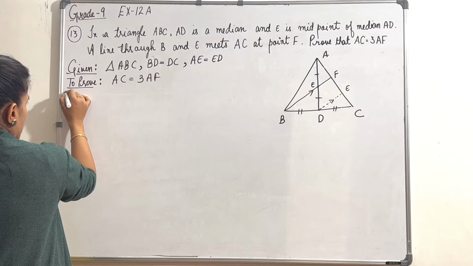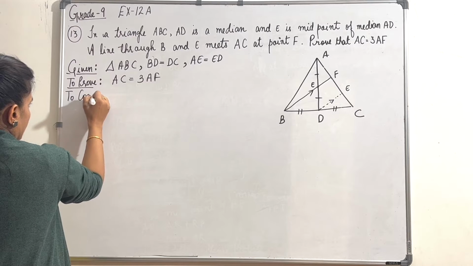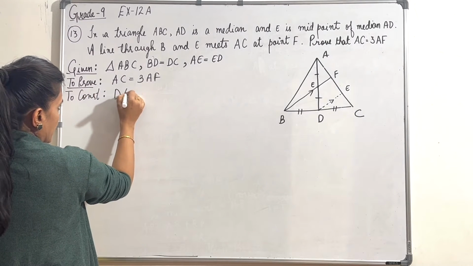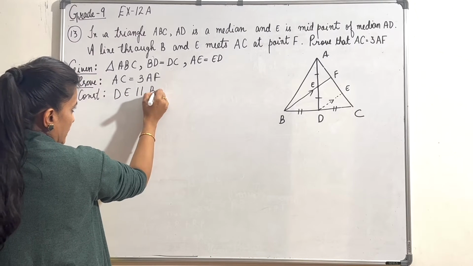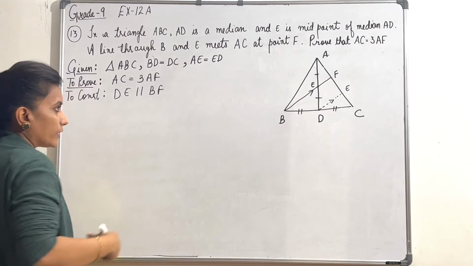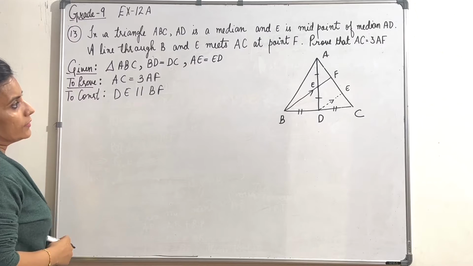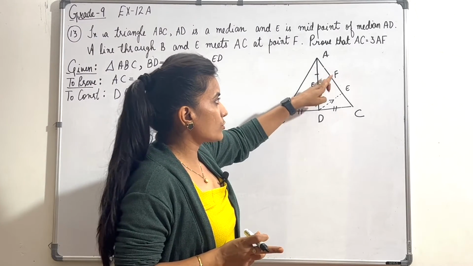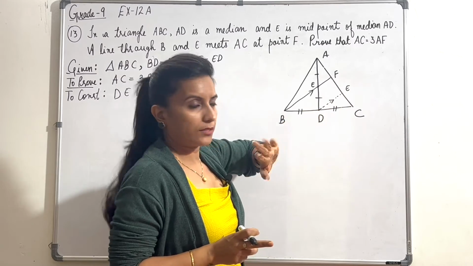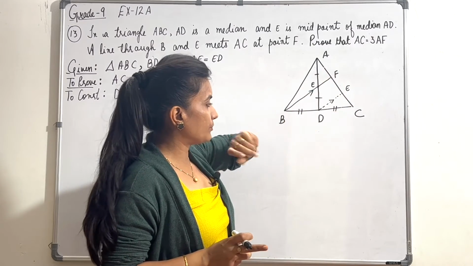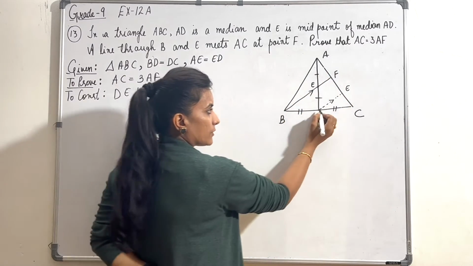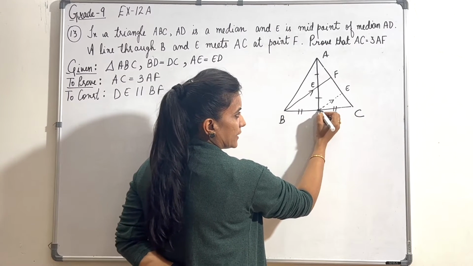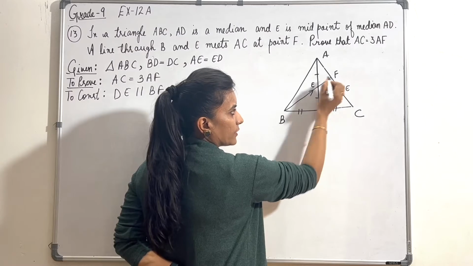So we have to construct DE parallel to BF. Okay. Now our aim is to show that AF is equal to FE is equal to EC. All these three parts are equal. Okay. Now D is the midpoint of BC, correct? And DE is parallel to BF, right?